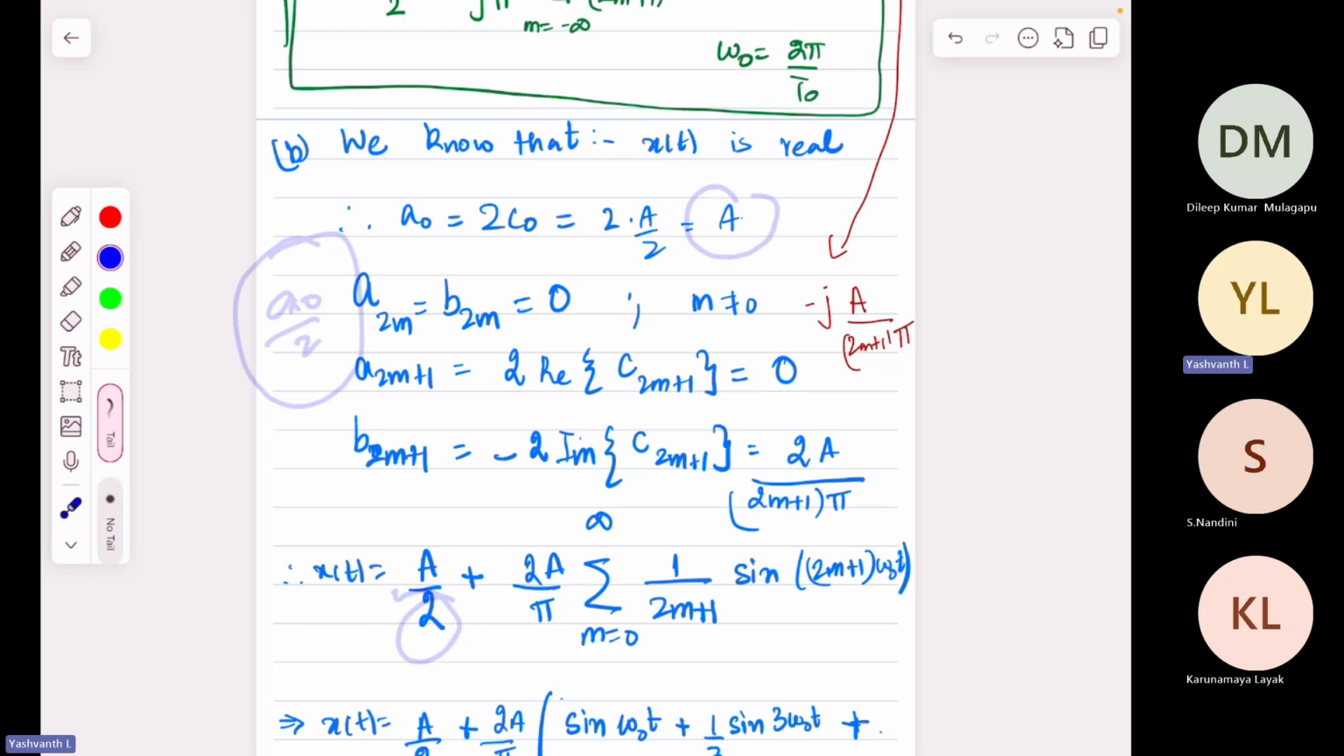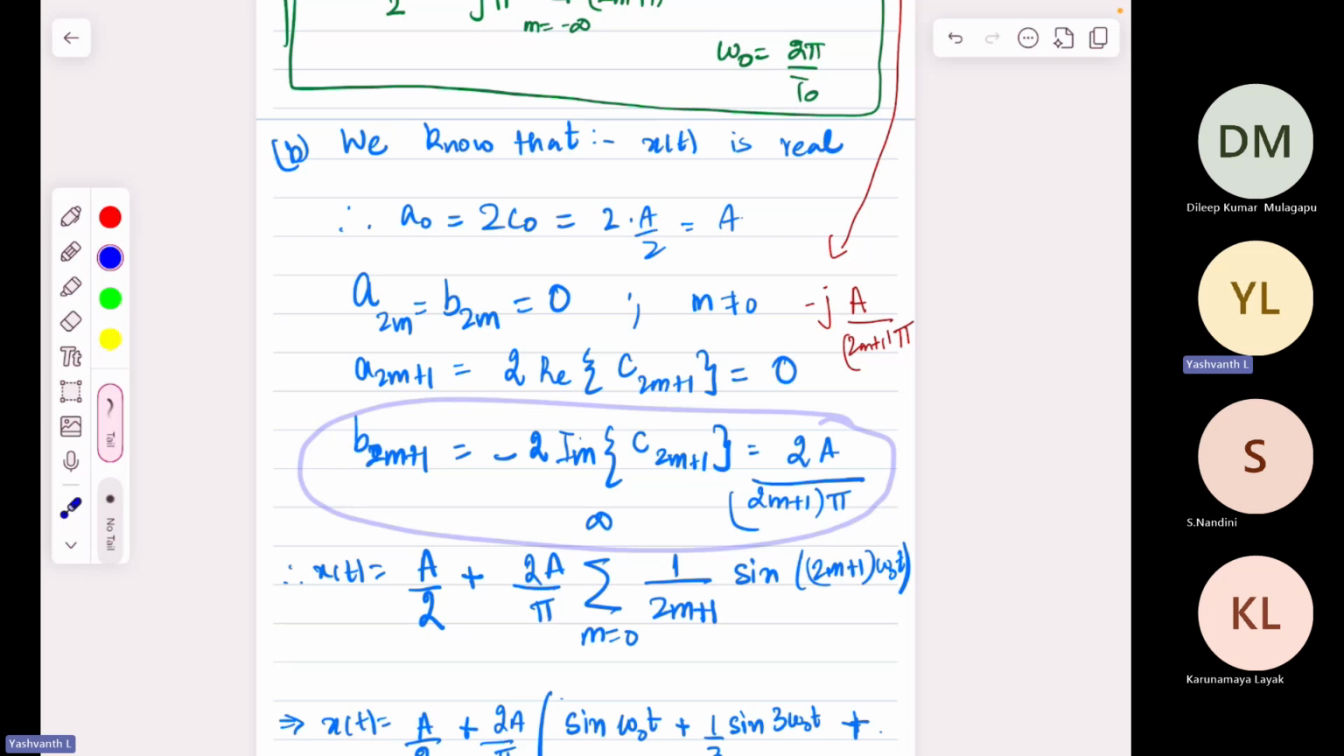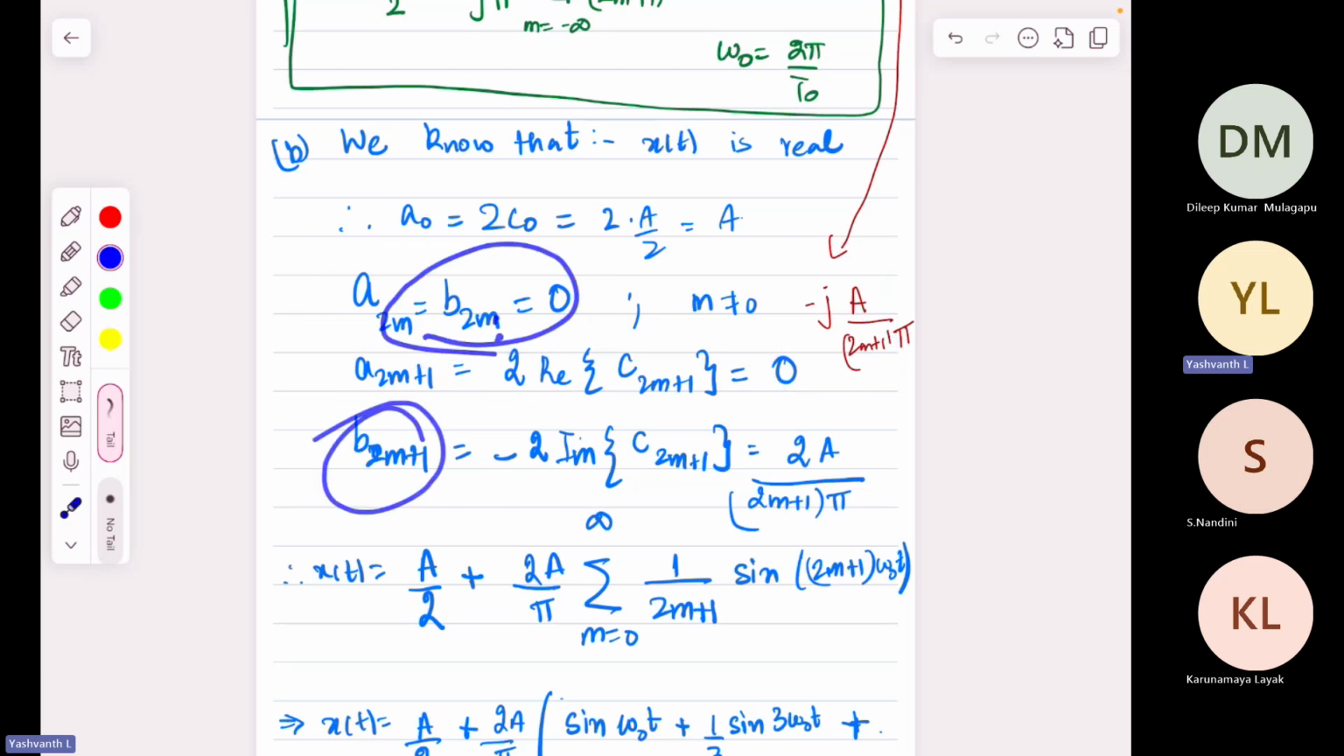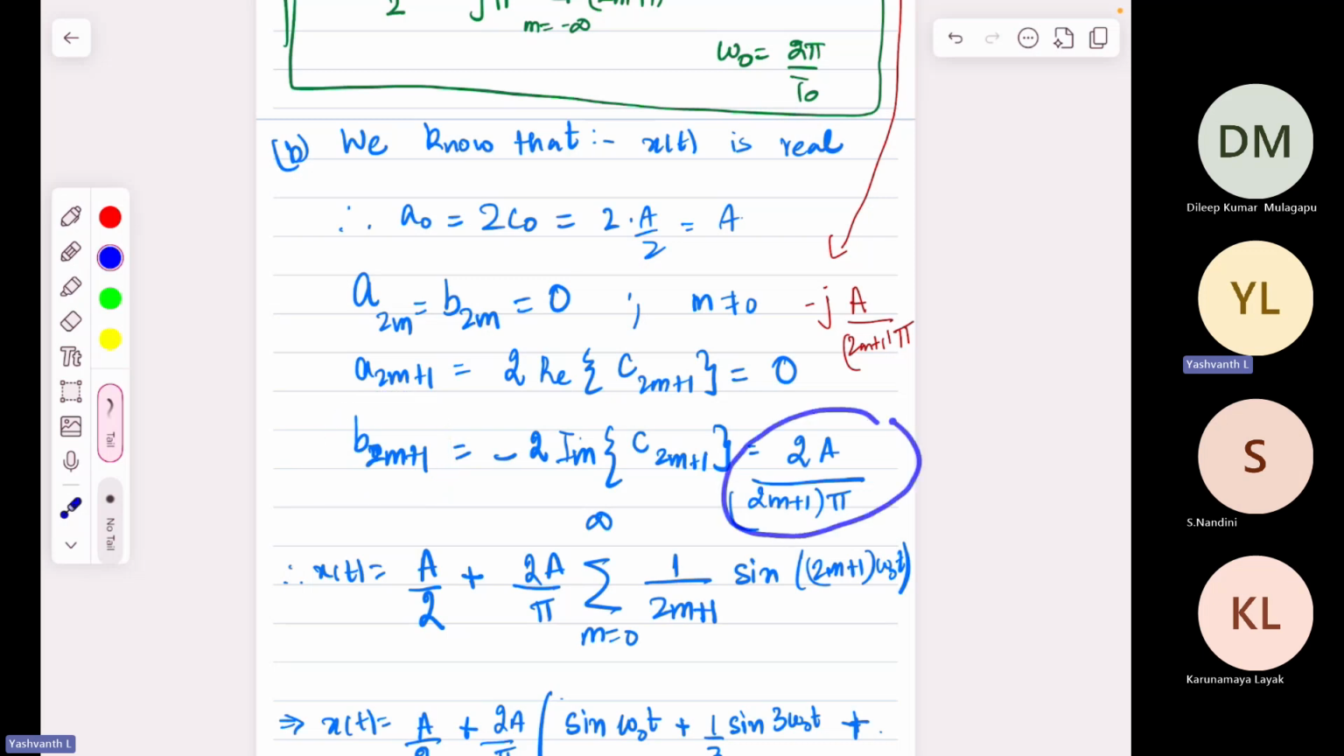And you only take into account the b_m and b_{2m+1}. That means for even integers anyway it is 0. For odd integers also a_m equals 0. Therefore, there will be no cosine terms at all. Only sine terms will exist, and that too only odd sine terms, not even sine terms. For even ones, b_2m is 0. Only odd coefficients will exist, whose coefficients are given by 2a by (2m plus 1) into pi.